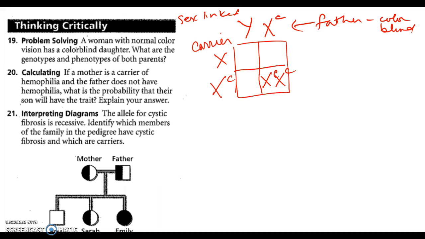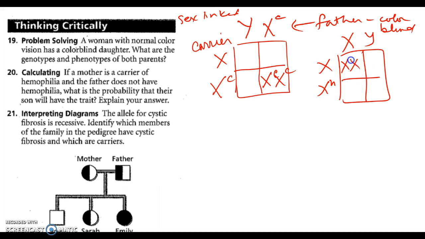All right, if a mother is a carrier of hemophilia and the father does not have hemophilia, what is the probability that their son will have the trait? Well, let's take a Punnett square. All right, the mother is a carrier. So she's got X, and I'll call it XH, the recessive allele. The father does not have hemophilia, so he has an XY. What is the probability that the son will have the trait?